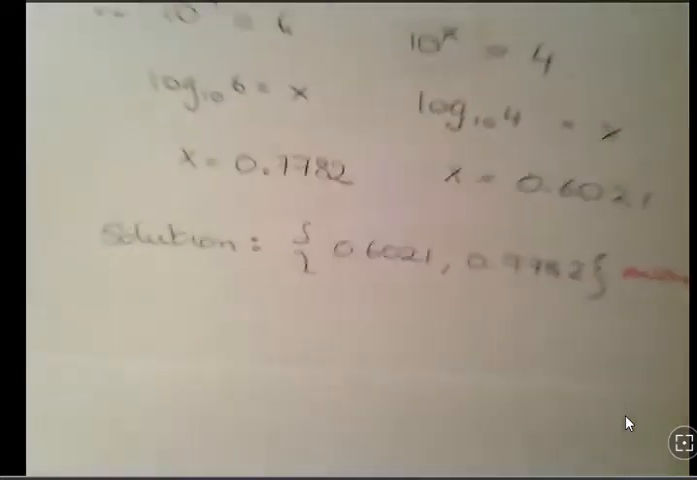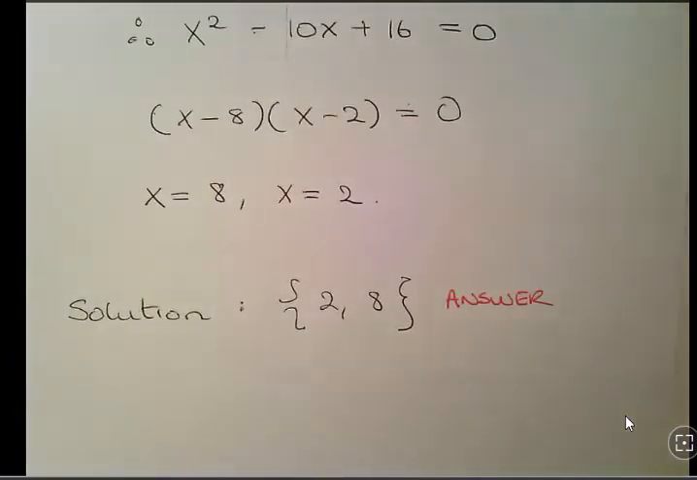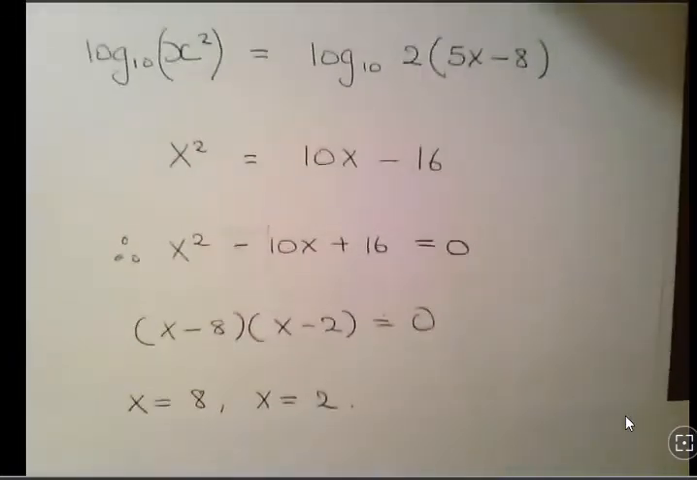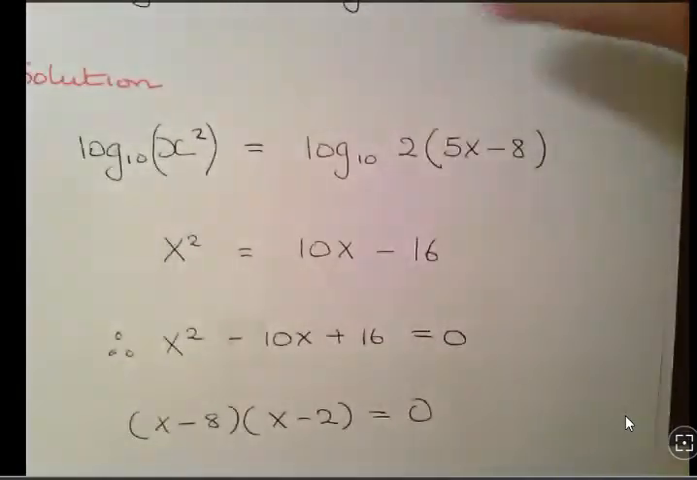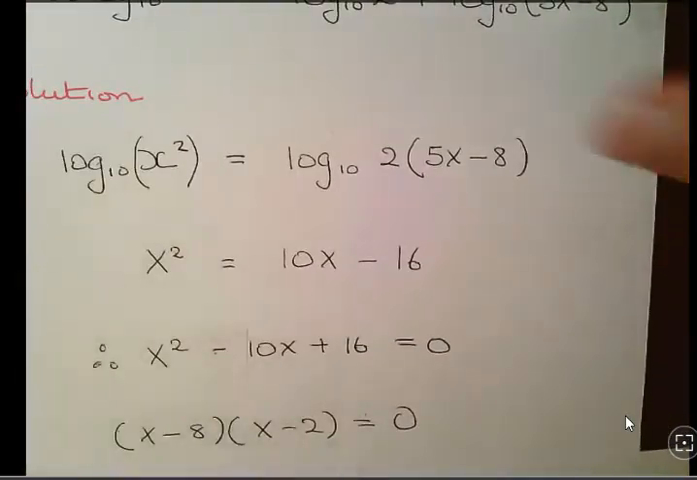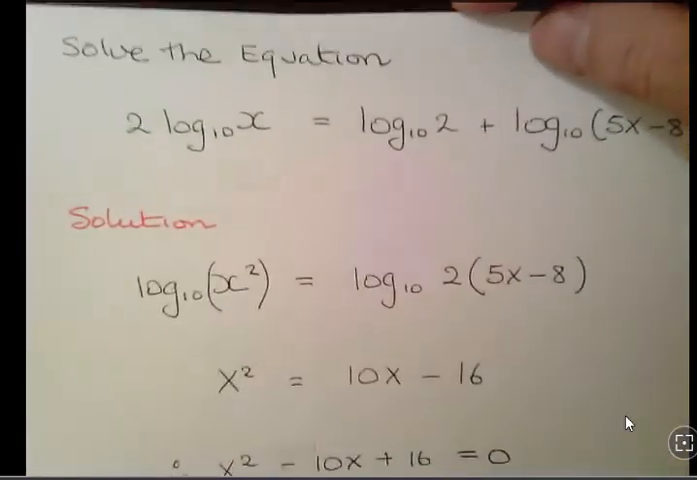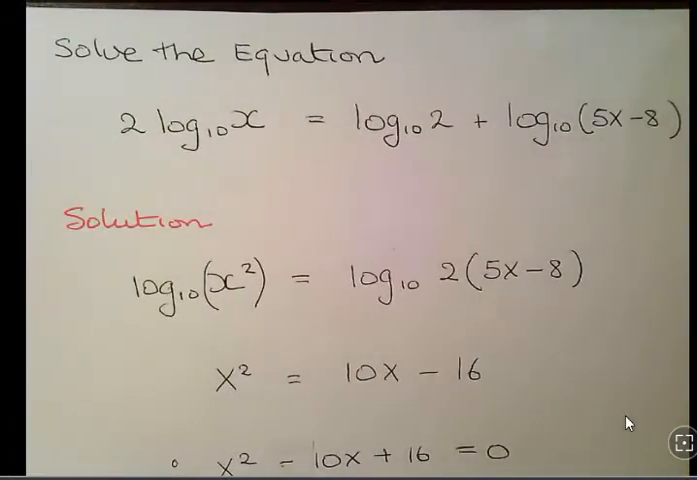So what I'm going to do here is set up the next one now. It's the second part of this question. I'll just bring it into shot here. Something very similar here. Solve the equation 2 times log of x to the base 10 equals log of 2 to the base 10 plus log of 5x minus 8 to the base 10.